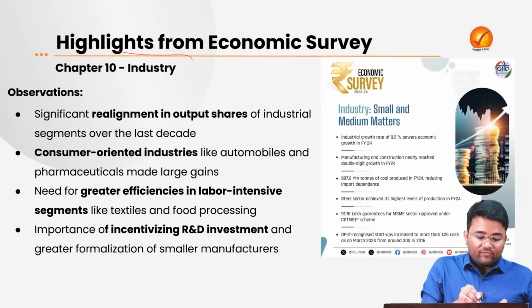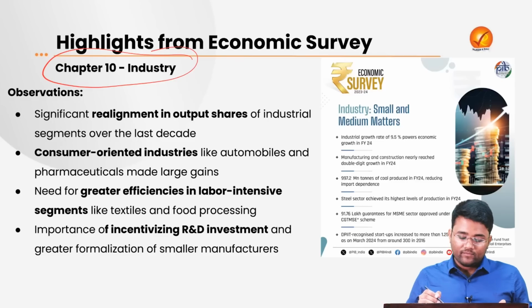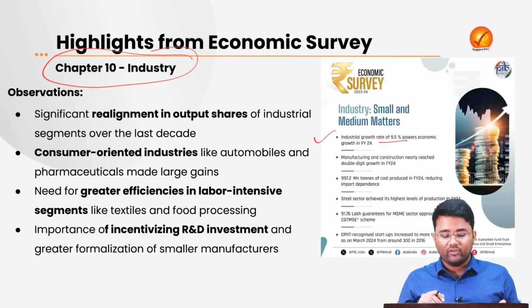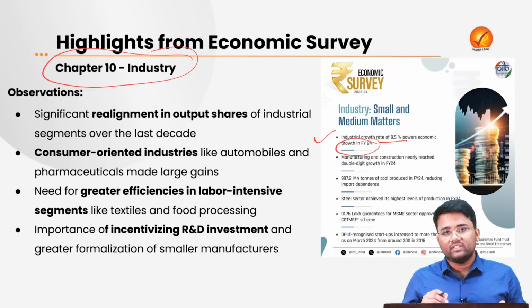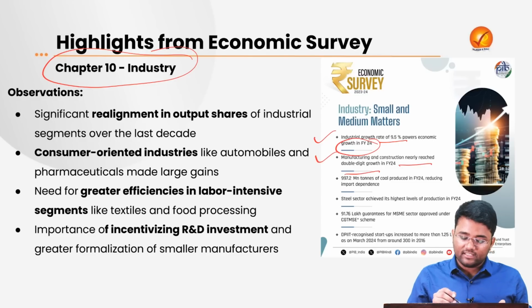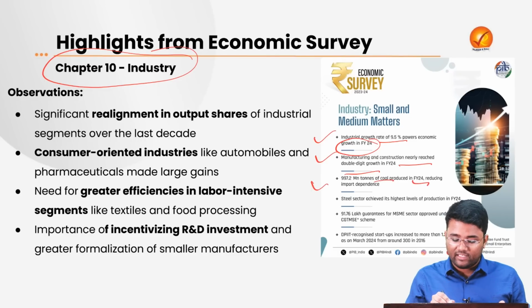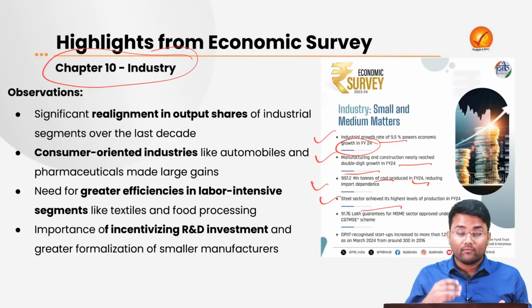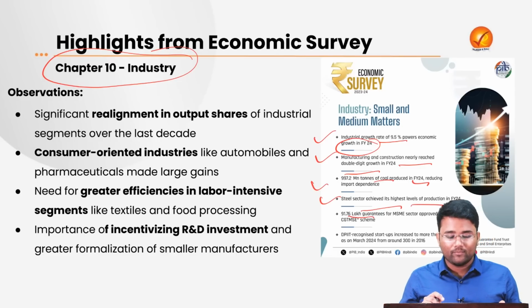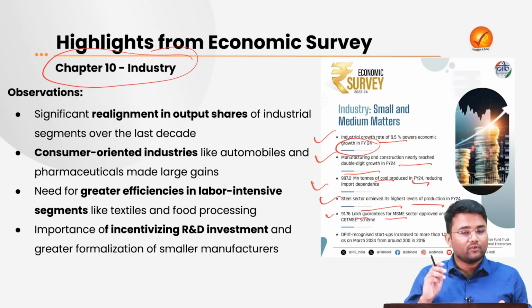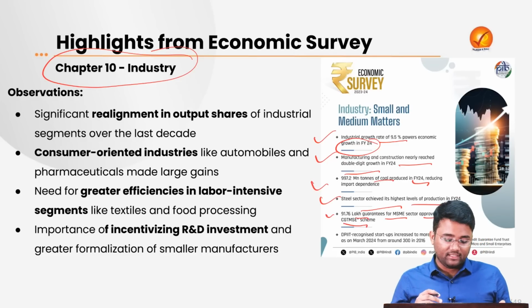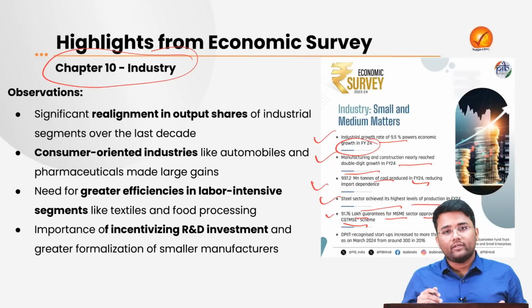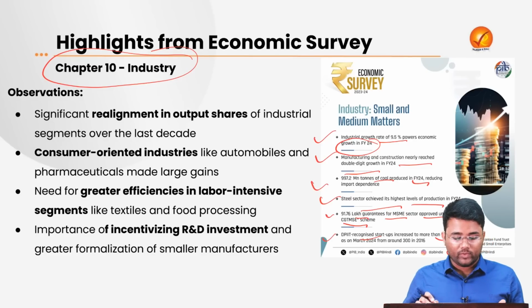Then if we move to chapter 10, that talks about the industry. It says that the industrial growth rate was 9.5%, and it is powering the economic growth in financial year 24. Manufacturing and construction nearly reached double-digit growth in financial year 24. Almost 997.2 million tons of coal was produced in financial year 24, and that is leading to reduced import dependency on foreign coal. The steel sector has also achieved its highest level of production in financial year 24. Almost 91.76 lakh guarantees for the MSME sector were approved under the CGTMSE scheme, that is Credit Guarantee Fund Trust for Micro and Small Enterprises.